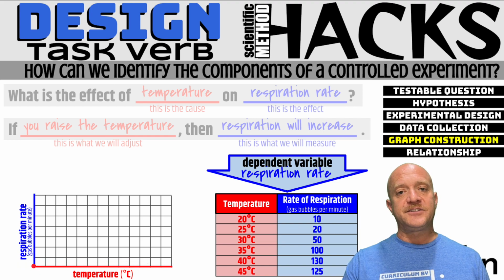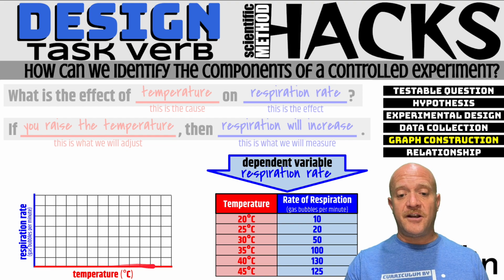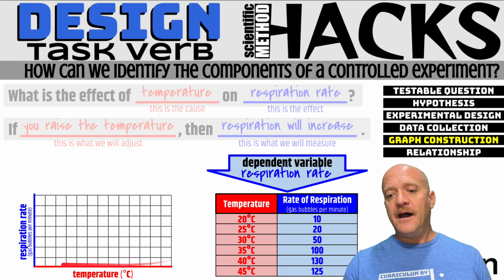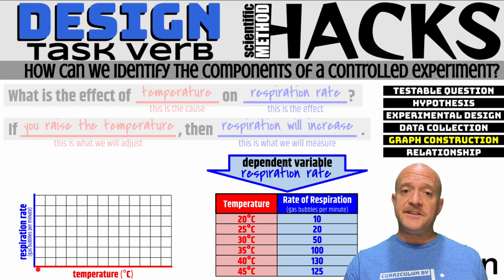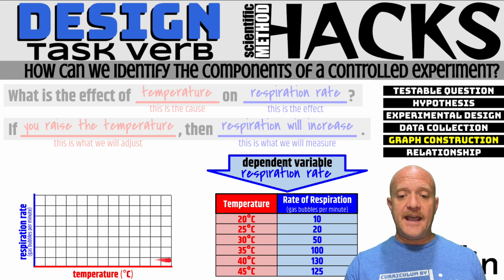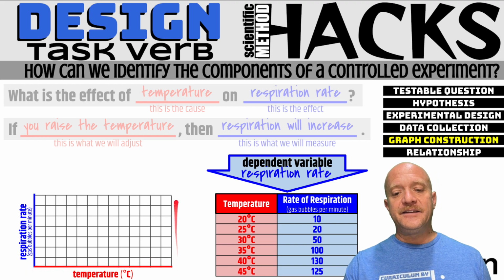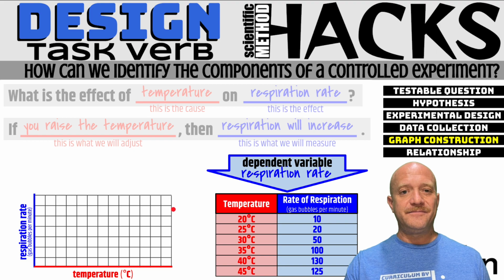You do not have to start with 0. This point right here, the origin, does not have to be 0, 0. It could be any number you're starting at with the temperature. Like for this one, I could start at 20 degrees. For the rate of respiration, I could start at 10. I could also start at 0 if it fits and if I am not adding additional boxes at the end.